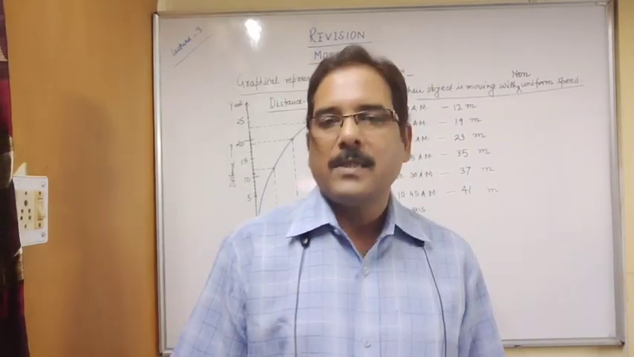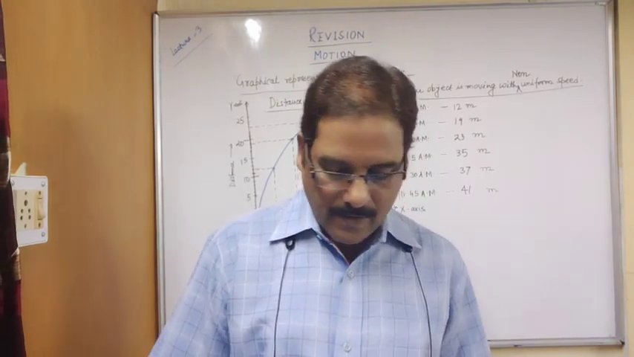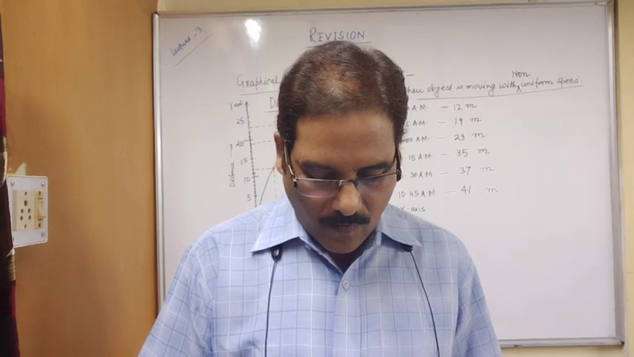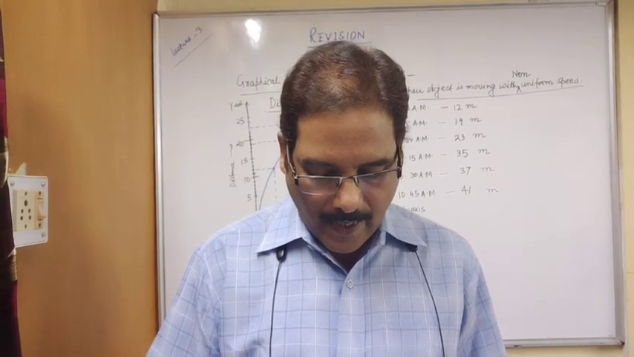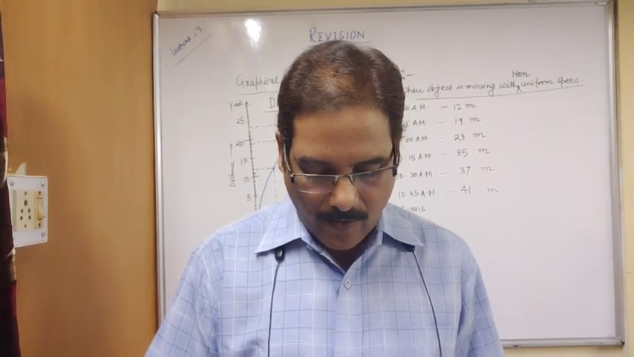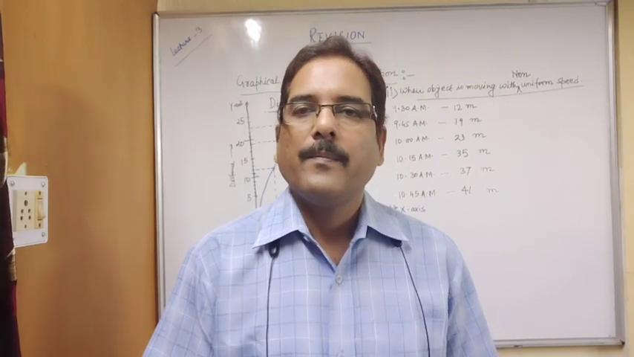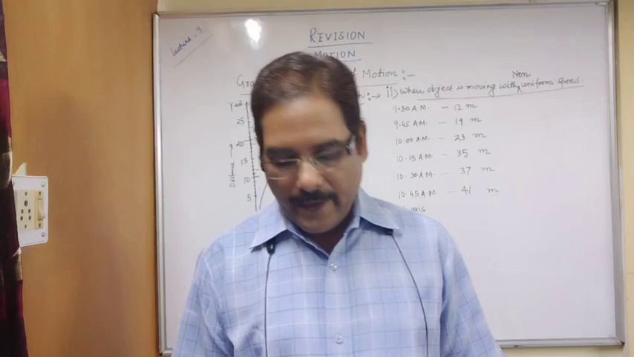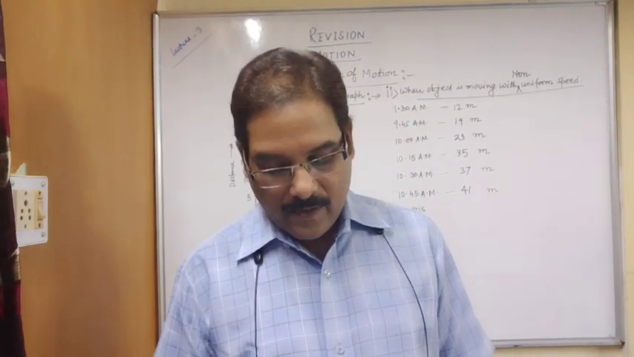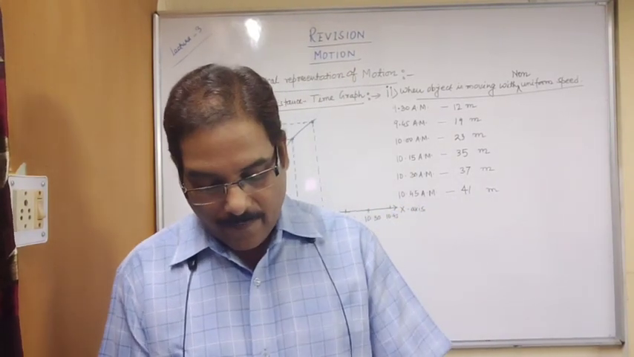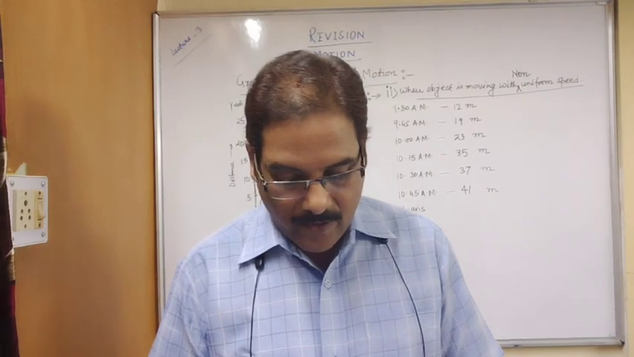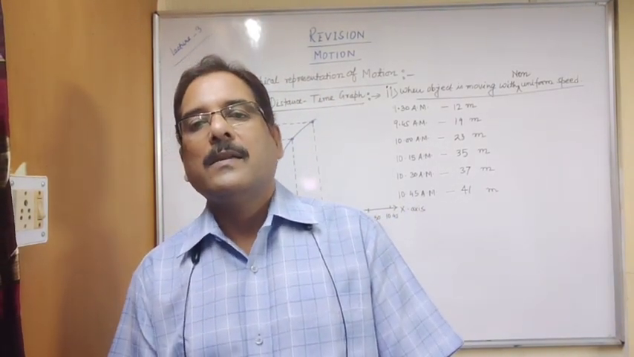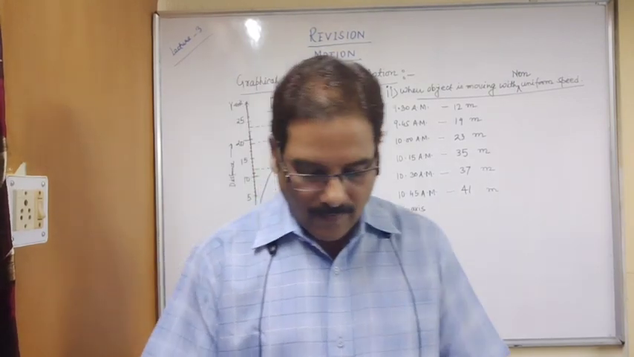Now some of the questions we will discuss on page 107. First, what is the nature of distance time graph for uniform and non-uniform motion of an object? Now we have discussed that the distance time graph will be a straight line if the object is moving uniformly, and for non-uniform motion the distance time graph will be a curved line.